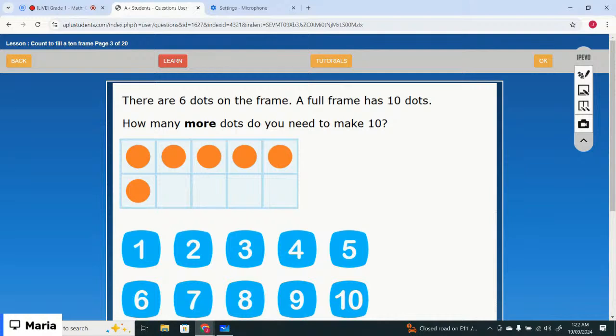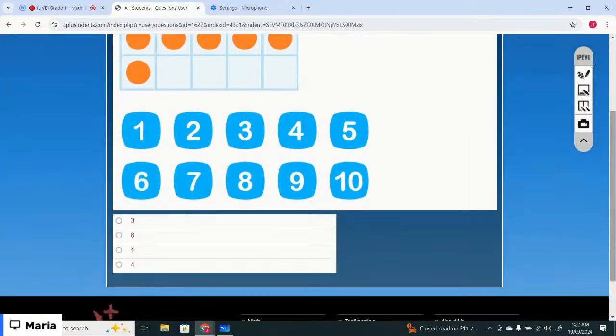You need 4 more dots to fill the frame, right? So that means 6, and you need to count these blank spaces, right? 1, 2, 3, 4. So that means 6 and 4 makes 10. The correct option is 4.